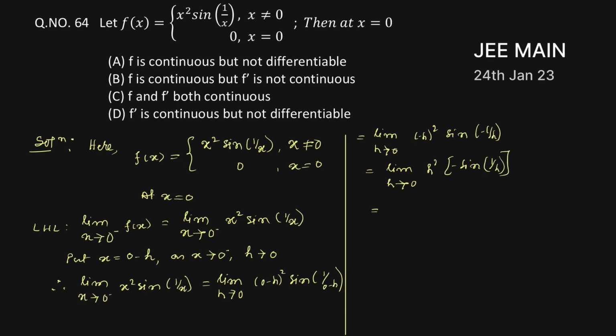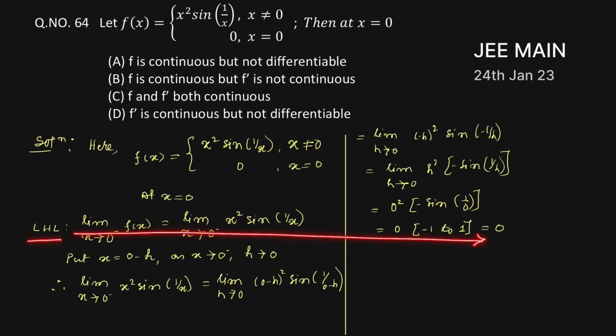If you put the limit, then it will become 0 square minus sine 1 by 0. So we know that the value of sine 1 by 0 lies between minus 1 to 1. So we are able to write 0 into minus 1 to 1, which is equal to 0. So the left-handed limit we get is 0.